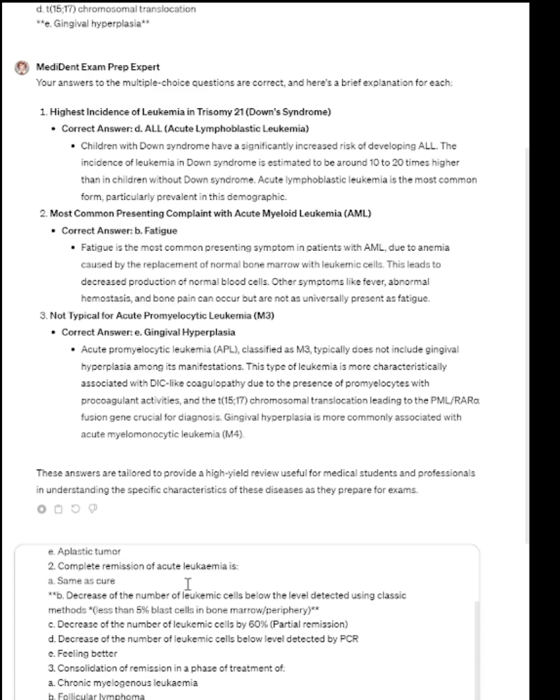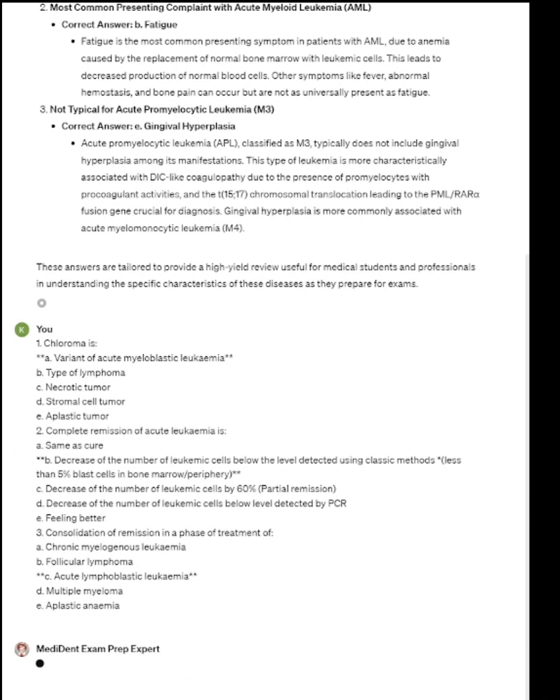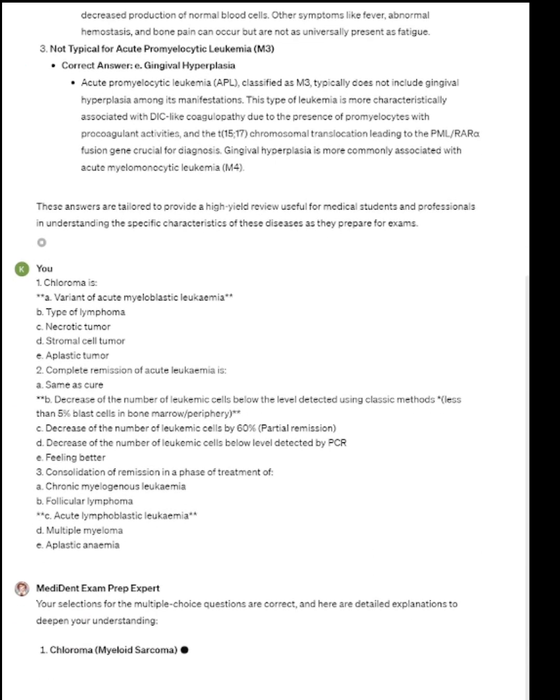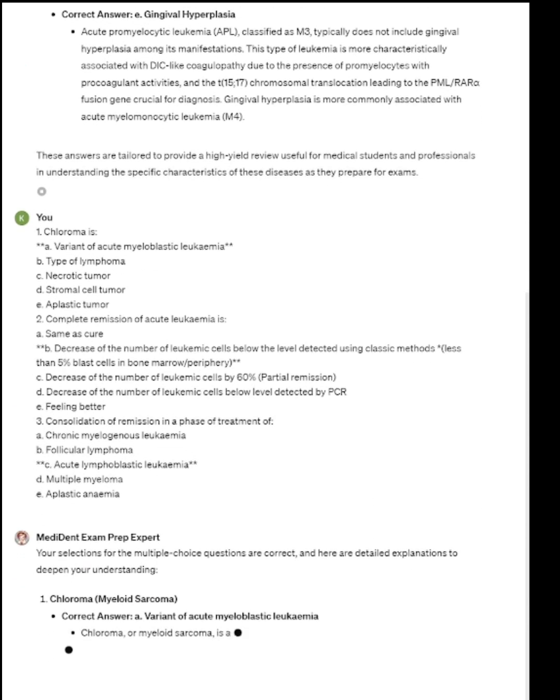These answers are tailored to provide a high-yield review useful for medical students and professionals in understanding the specific characteristics of these diseases as they prepare for exams.